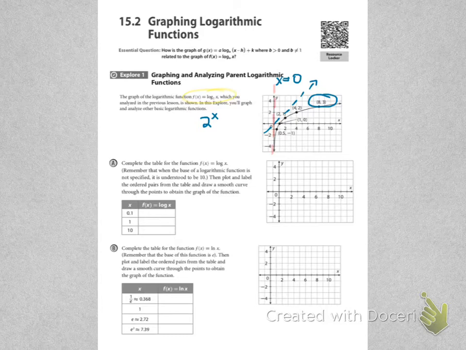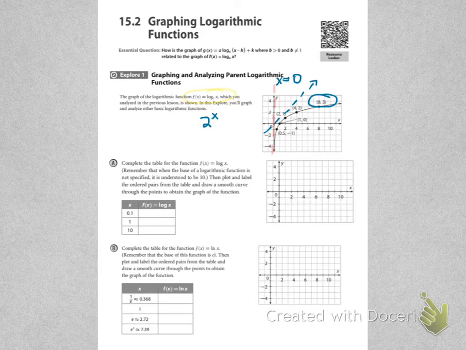So there's this asymptote here at the y-axis, a vertical asymptote, whereas the exponential graph had a horizontal asymptote at the x-axis, or y equals 0. And then again, some of the key coordinates would be from the different results that we would get from raising 2 to different powers.